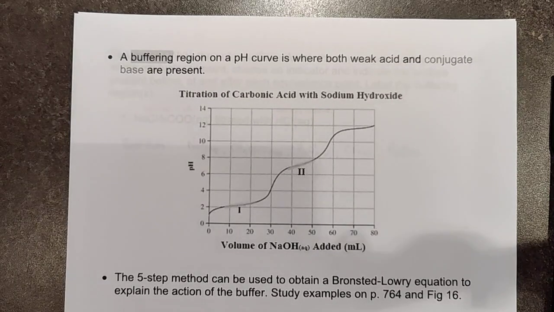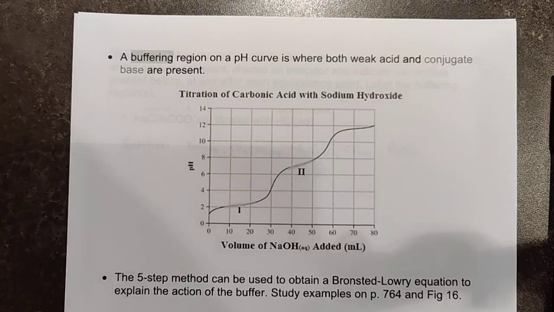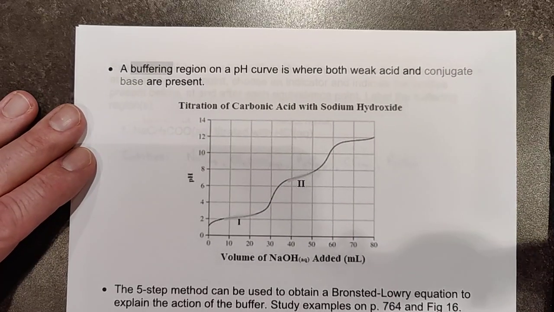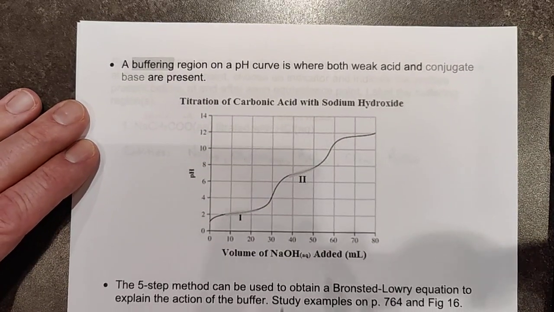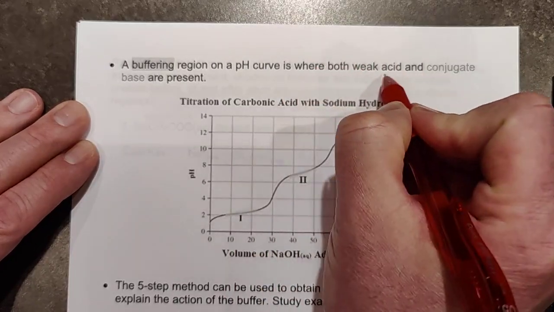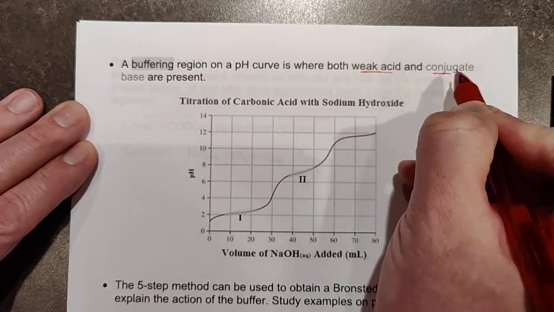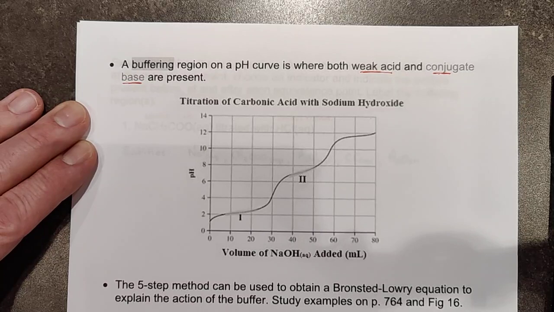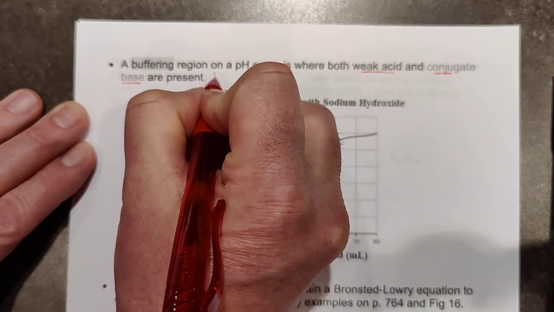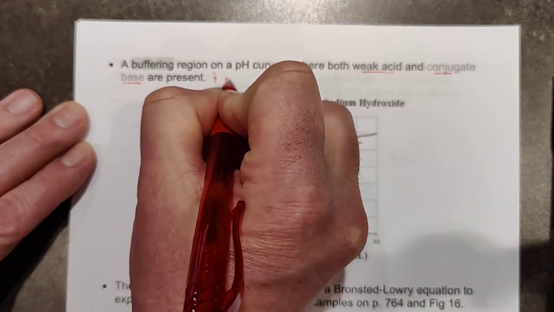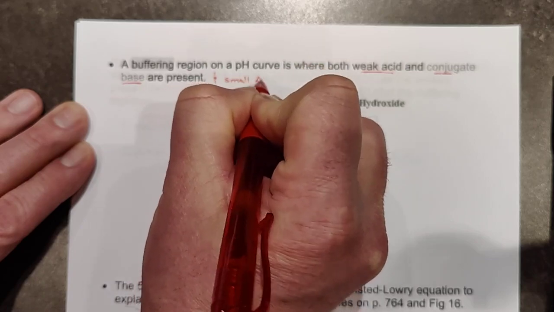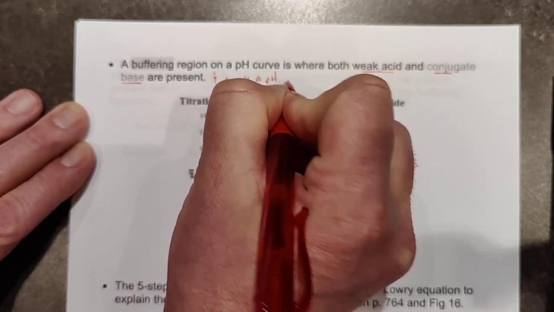And so we're asked to look for buffering regions as we go through here. The buffering region is the area on a pH curve in which both the weak acid and its conjugate base are present in the solution. We could also add into this, and we see small changes in pH.